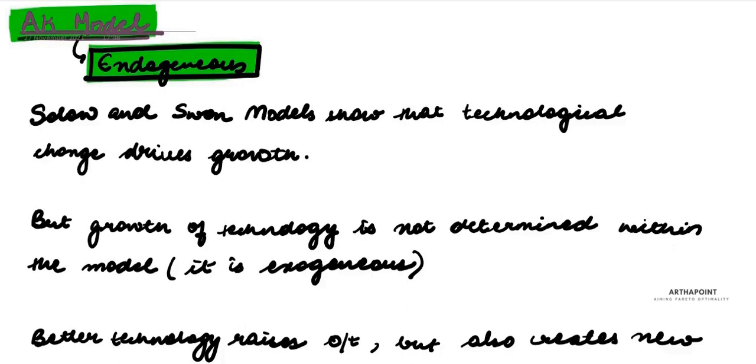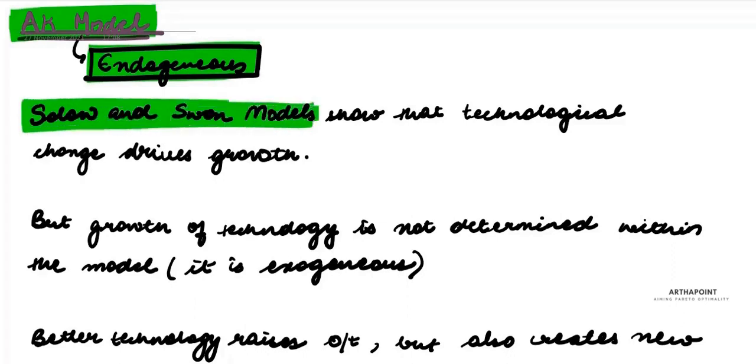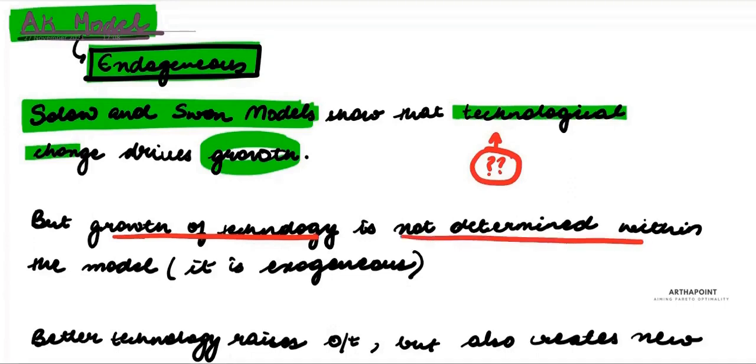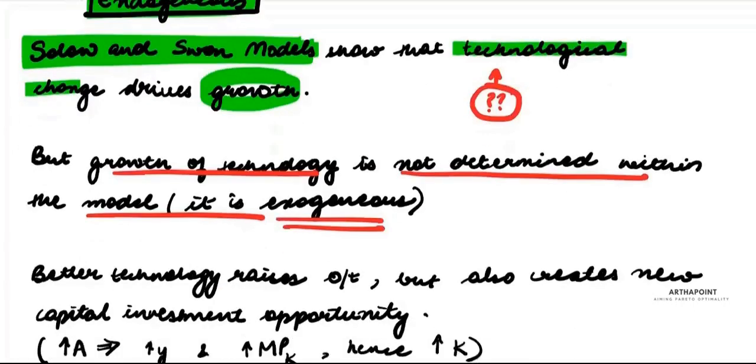So we studied the Solow and Swan model. It's called the Solow-Swan model together. They derived it together. And the Harrod-Domar model also was an exogenous model. The Solow model showed that technological change is something that drives growth, but it did not tell how this technological change takes place, what affects this technological change. So the growth of technology was not determined within the model, that was exogenous.